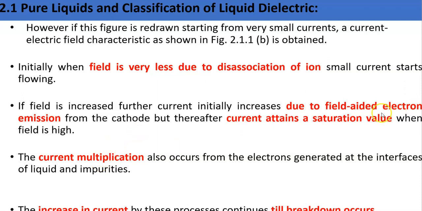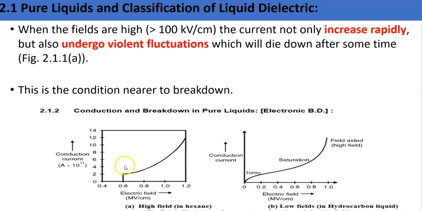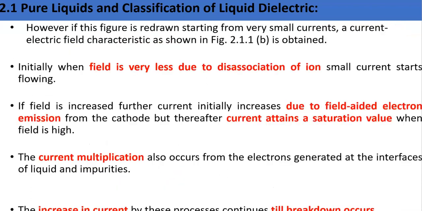Okay, so that is called field aided emission, or field aided electron emission, from the cathode. But thereafter the current attains a saturation value when the field is high. The current multiplication, what I have said, field emission, will be in the case of pure liquid, because in that case the field will be very high. So this current will be due to the field aided emission, electrons emitting from the cathode.